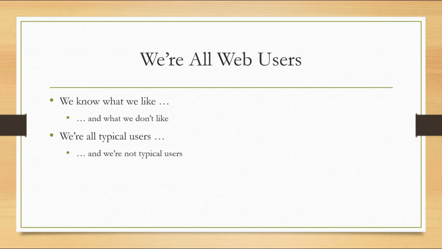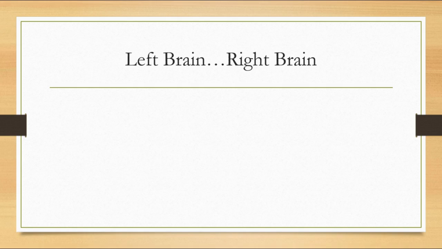So we think we're all typical users. At the same time, we're not typical users. We also tend to think that other users are like us. And we understand that not everybody's like us. There are some people out there who hate what we love. Maybe even some people in this class. Well, of course, they're not sensible people, right? I'm just kidding.